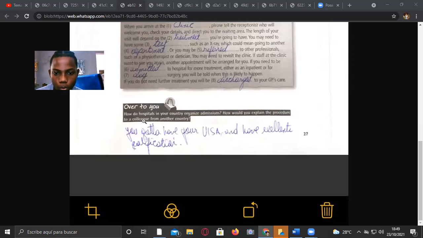Over to you. How do hospitals in your country organize admission? You've got to have your visa and have excellent qualifications to go out of town if you want to go to another country.